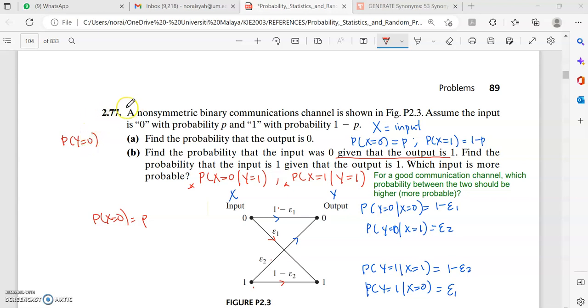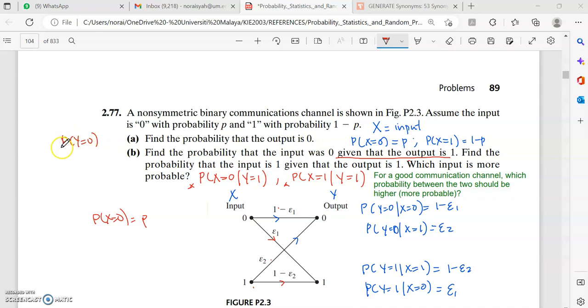Okay, in this video we will solve 2.77, which is in tutorial 2. In this question you have a non-symmetric binary communication channel shown in figure 2.3 below. Assume that the input is 0 with probability p. I am labeling the input with x and the output with y. So it's given that the probability x equals 0 is p, and the probability that x equals 1 is 1 minus p.